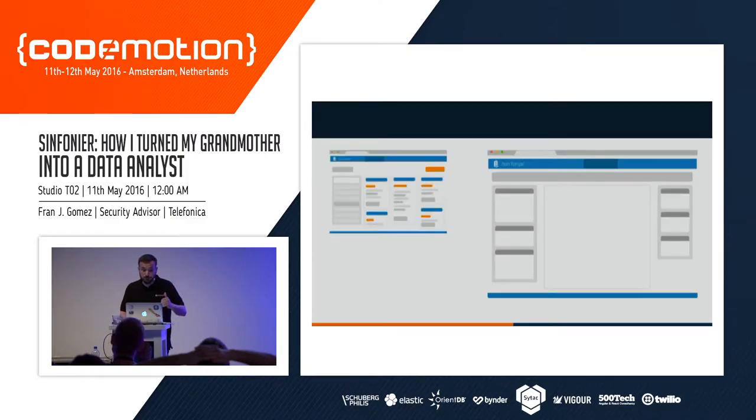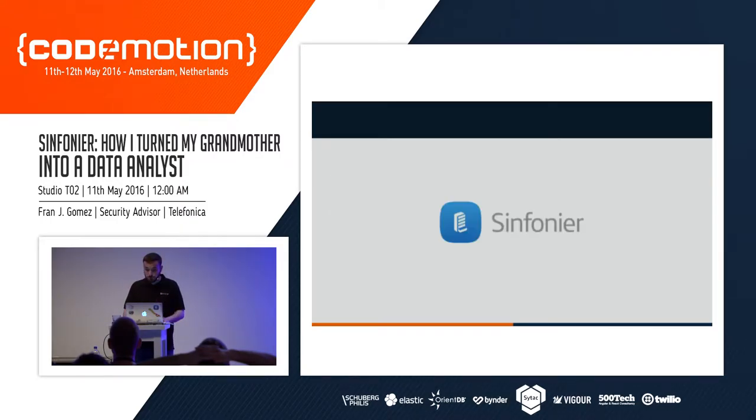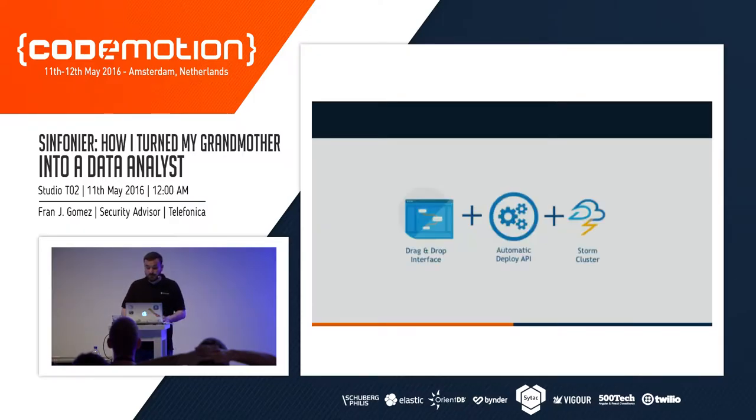This is how Sinfonier works. You choose your modules on the left side and put them in the canvas. Then you have your topology. So Sinfonier is just a drag-and-drop interface, an automatic API, and a Storm cluster. The Storm cluster is the same cluster that you can use if you don't have Sinfonier. There are no changes from the Storm project.